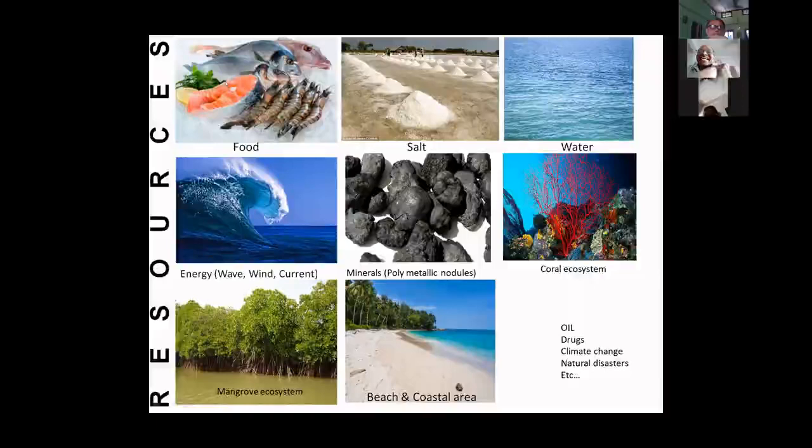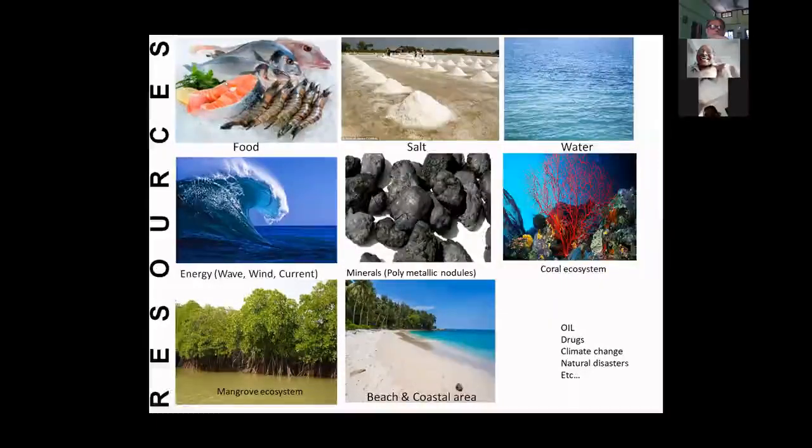As you know, there are a lot of resources. Food, as you said, potential fishing zones from the sea, salt, water, energy, minerals, coral ecosystem, mangrove ecosystem, beach, coastal. There are a lot of things in the potential, particularly in the exclusive economic zone of any country. India has a vast EEZ, the exclusive economic zone, and we also have a reservoir of oil and drugs, and there are also aspects like climate change, natural disaster, etc.